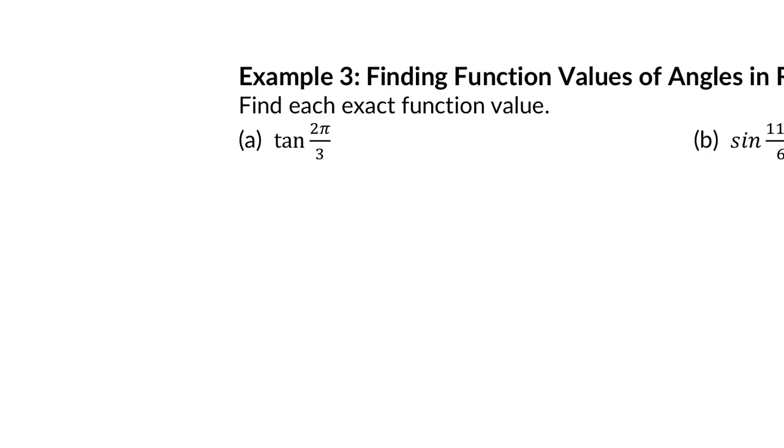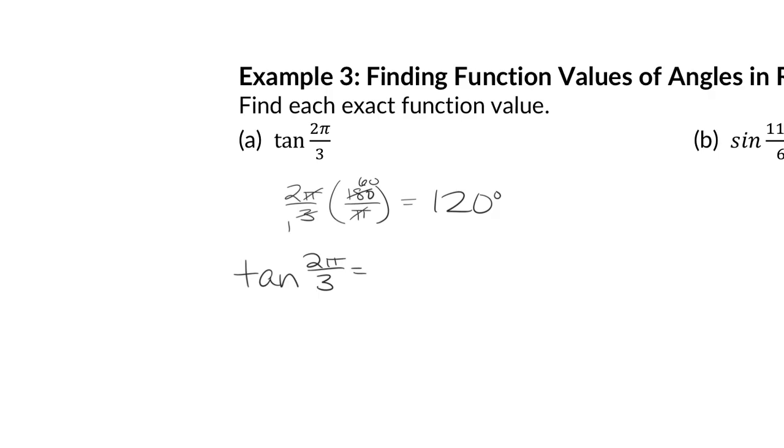So if I'm converting 2 pi over 3 into degrees, I would do 2 pi over 3 multiplied by 180 over pi. 3 and 180 are both divisible by 3, so this becomes a 1 and a 60. The pi's will cancel out. I get it to be 120 degrees. So if I'm asking you to find the tangent of 2 pi over 3, it's just like asking you to find the tangent of 120 degrees.